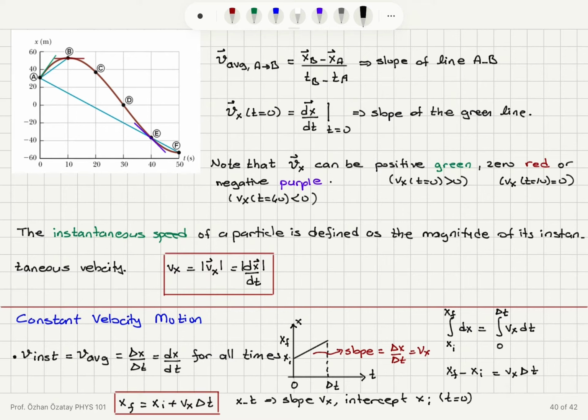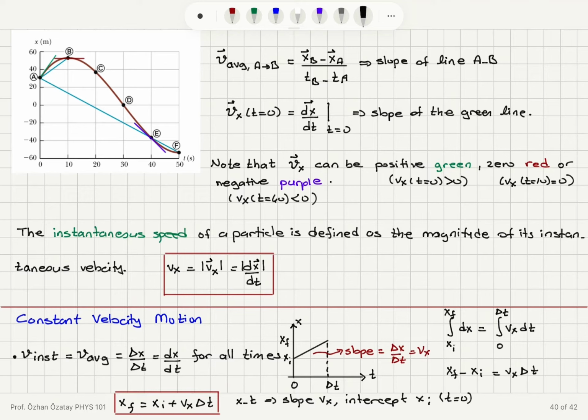Now, the instantaneous speed of a particle is defined as the magnitude of its instantaneous velocity. So this is completely different from the average speed. For the average speed, we have the total distance traveled divided by the total time it takes to complete the motion. But for the instantaneous speed, we have the magnitude of the instantaneous velocity. So it is the magnitude of dx dt.